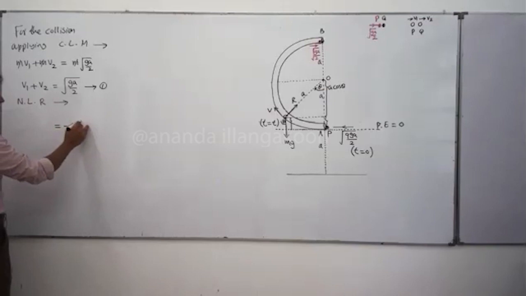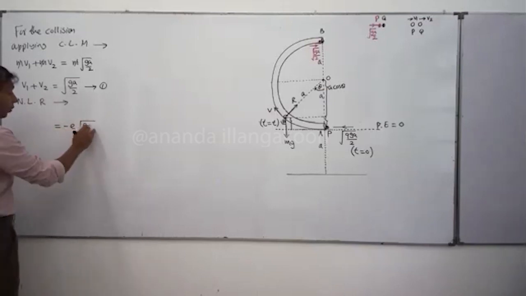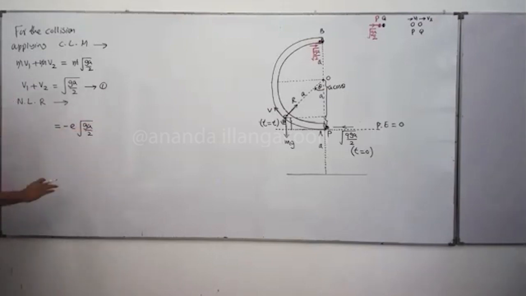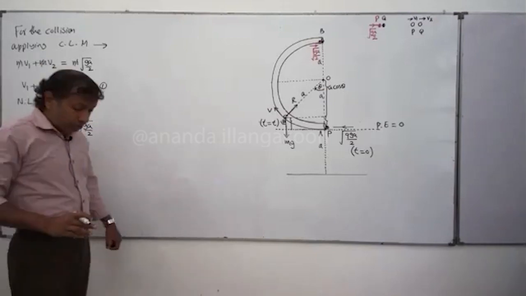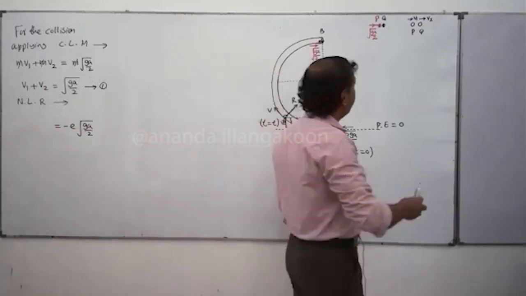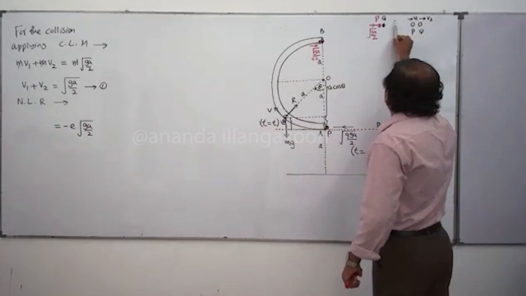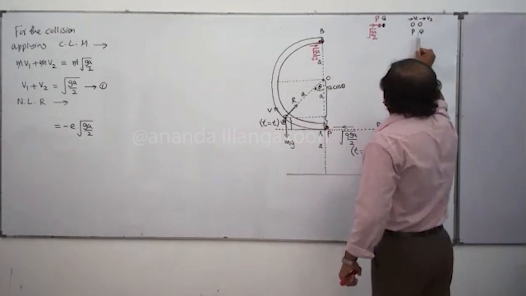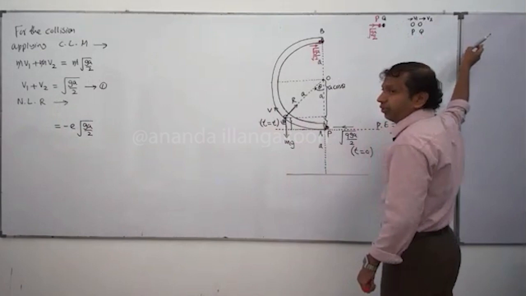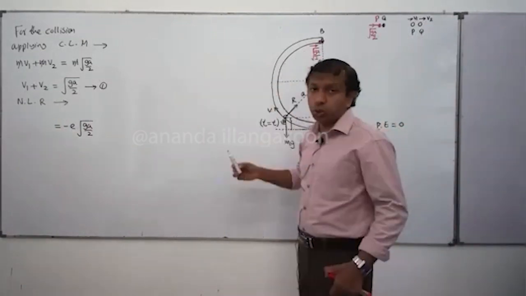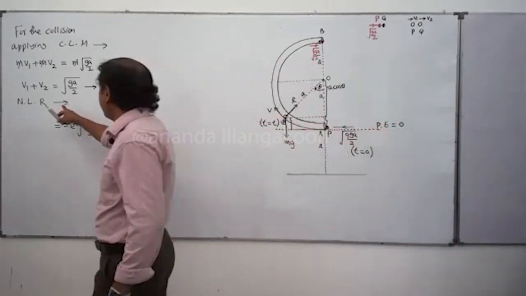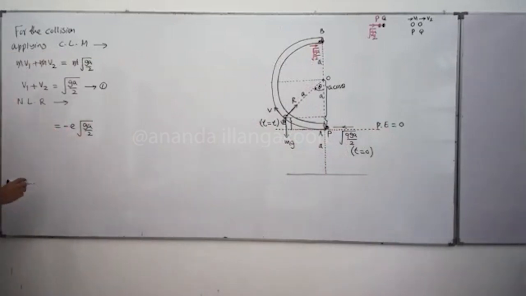the relative velocity before impact. Before impact, only P is moving, Q is at rest, right? Therefore the relative velocity is root ga by 2. After the impact, again we have to stop this Q. Once we stop this Q, we apply v2 leftward to Q and P also v2 leftward. Then Q will be at rest. P will have rightward velocity v1, leftward v2. Then in the rightward direction, only NLR applied. Then it is v1 minus v2. This is number 2.